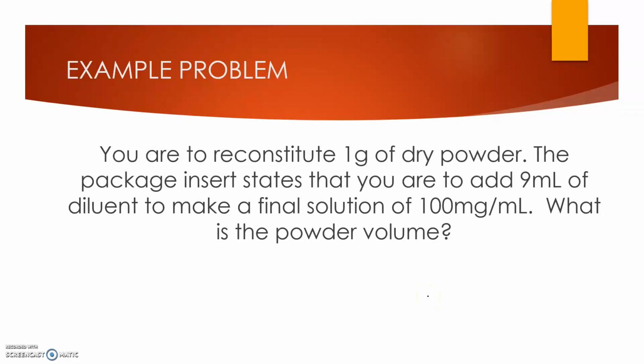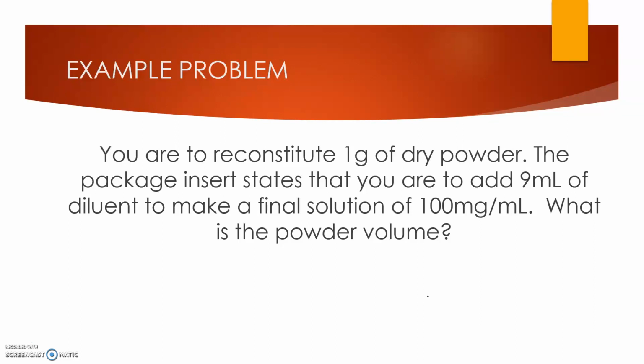Now we're going to look at a question that takes two steps. You are to reconstitute 1 gram of dry powder. The package insert states you are to add 9 mL of diluent to make a final solution of 100 milligrams per mL. What is the powder volume?